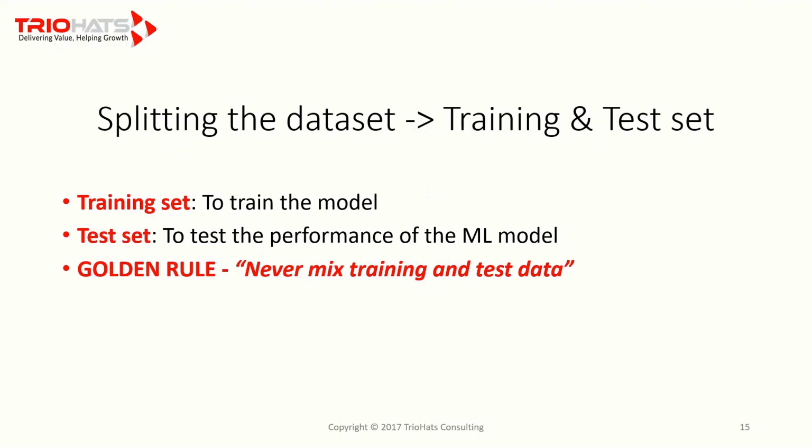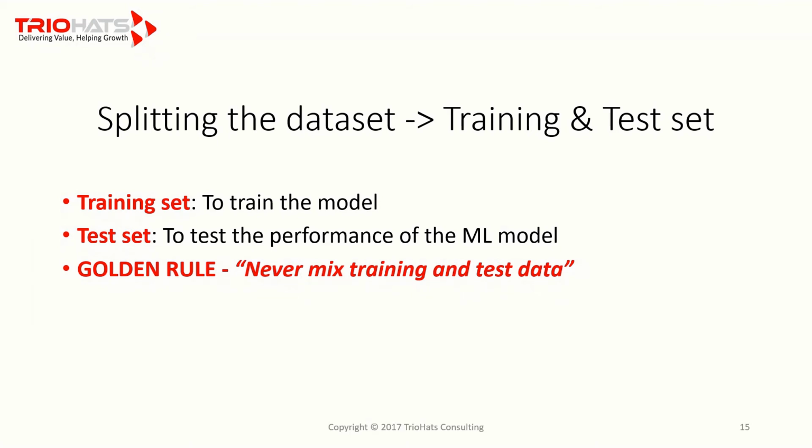Once you have filled in the missing values and converted the categories into numbers, now it is time to split the data. We split the dataset into a training set and a test set. The training set is used to train the model. The test set is used to test the performance or accuracy of the ML model. You should always remember one golden rule: never mix the training and test datasets.